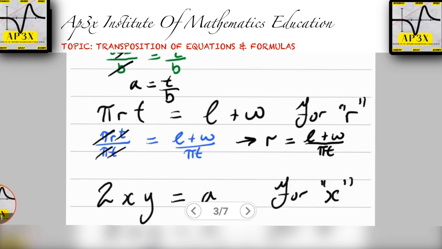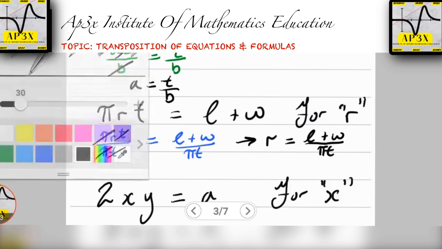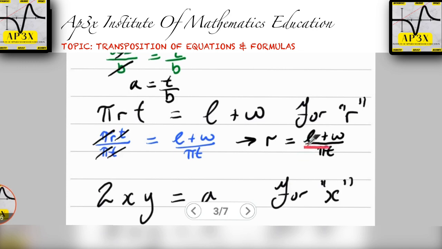Remember that we have already set the expectation that the answers you're going to be getting are not going to be numerical values like when we were solving the equation. It's going to be an algebraic expression. So our answer for that rearranged subject is L plus W divided by pi t.